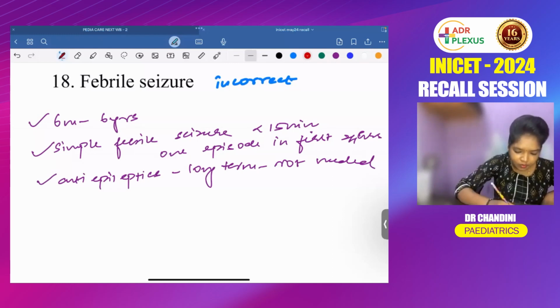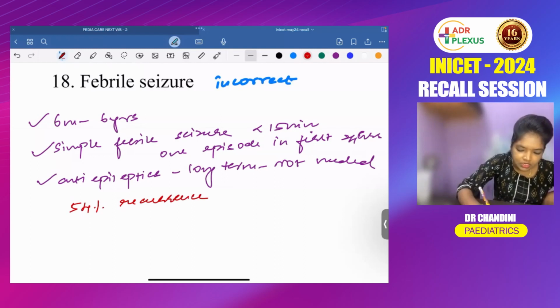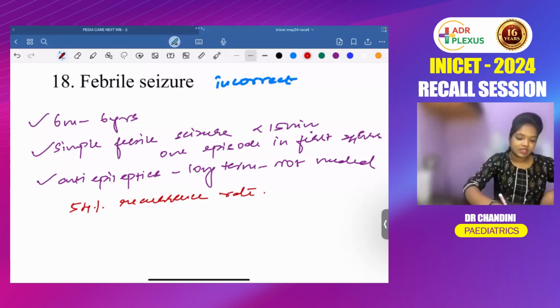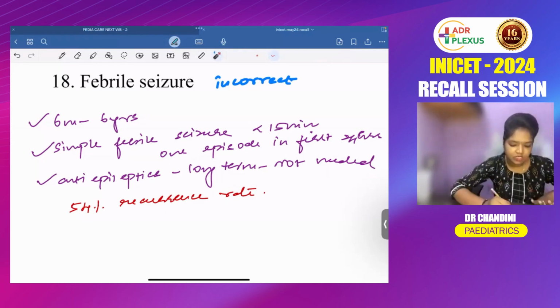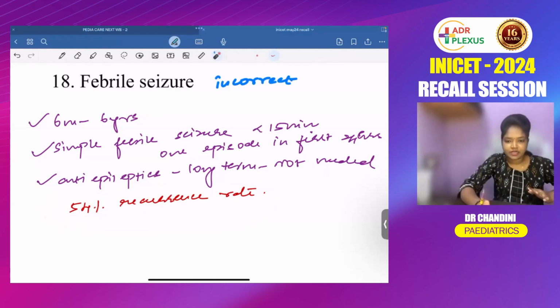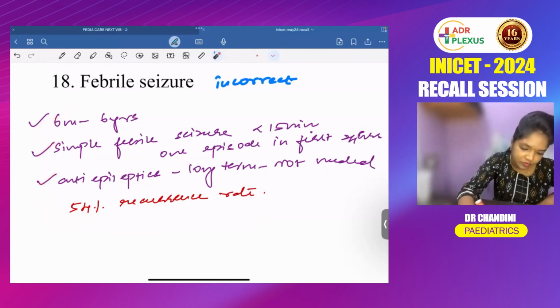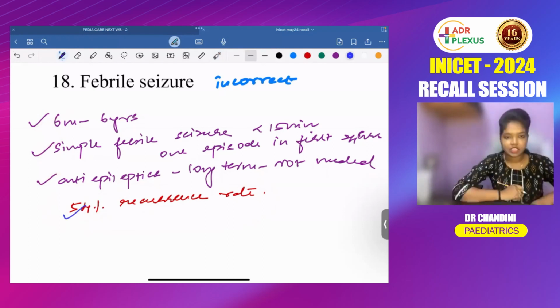And there was one more option, not sure of the option. It was somewhat like the recurrence rate is 54%. I'm not sure whether they are given in other conditions or whether there is any family history of seizure. Nothing was given. Only if recurrence rate is more than 54, then that won't be a correct option because the recurrence rate depends upon certain risk factors. So in a simple febrile seizure, the recurrence rate is not 54%, it's much less. So when it is given directly as recurrence 54, then that becomes the odd one out. These three are true statements, so that will become a wrong statement. So if this is there in the option, this becomes the actual answer.